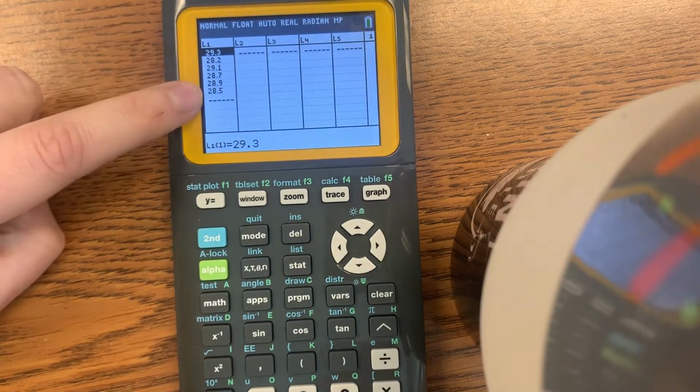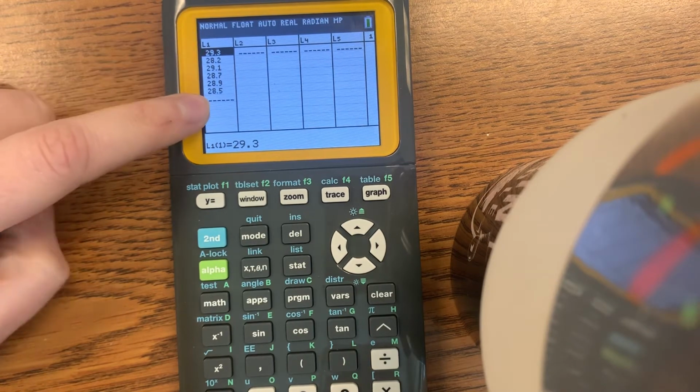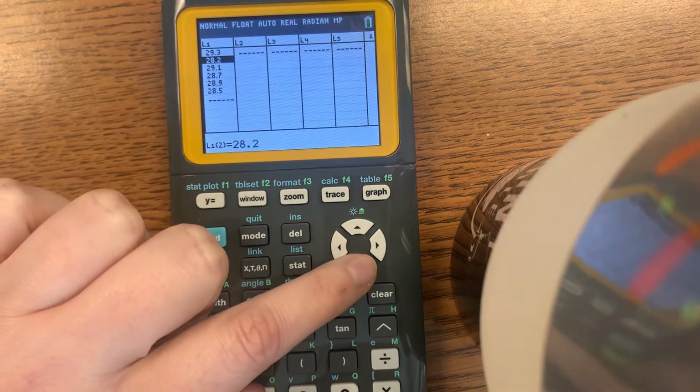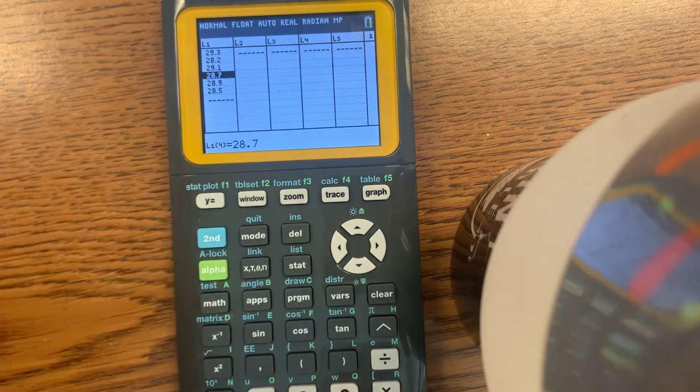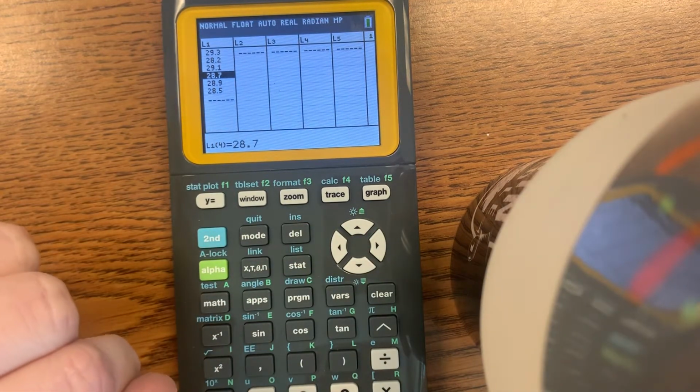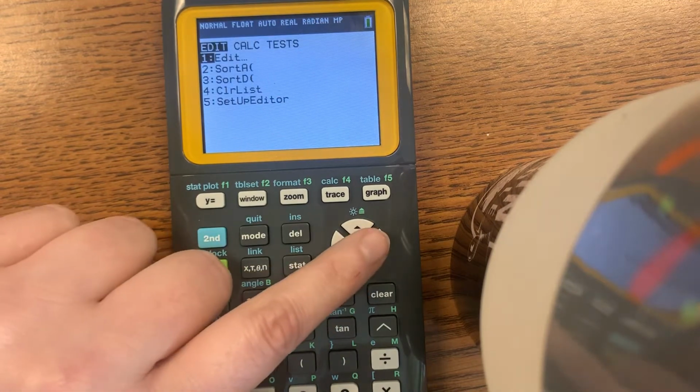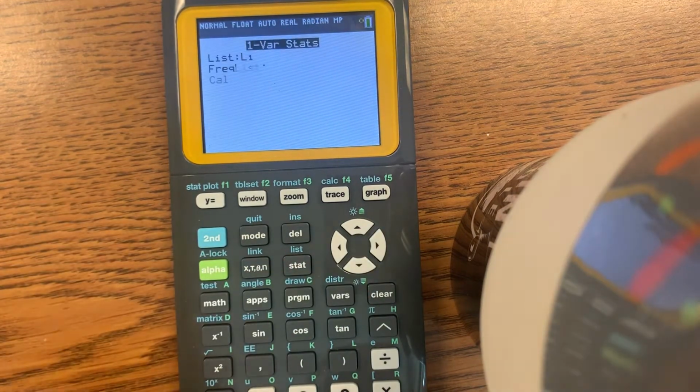So these are the Lay's potato chip bag weights that we had in that example. So I just typed those into L1. There can be things in other lists, it doesn't matter. We just want to make sure that those numbers are in L1. So then I would do Stat and then Calc and then 1-Var Stats.